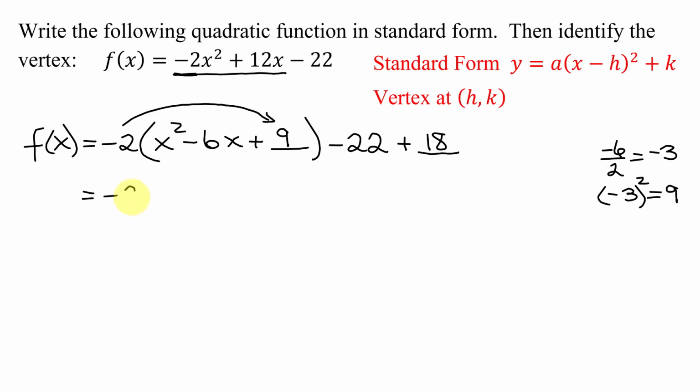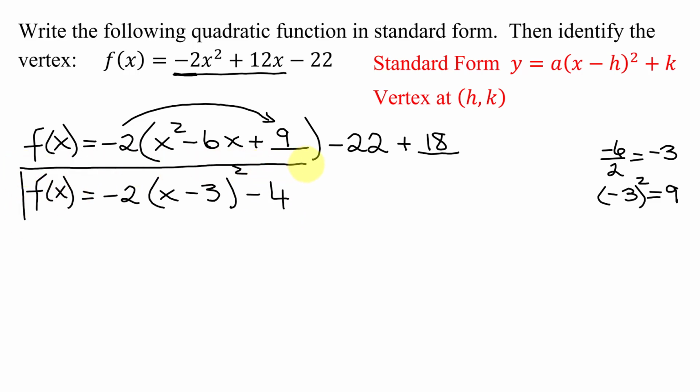So now I have negative 2 times something all squared. Well, it is x minus 3. It's the half term. So it's x minus 3 all squared. And if you're not sure if you got it right, multiply this out and you will get this expression. Then I have negative 22 plus 18 is negative 4. So now I have written my quadratic function in standard form.